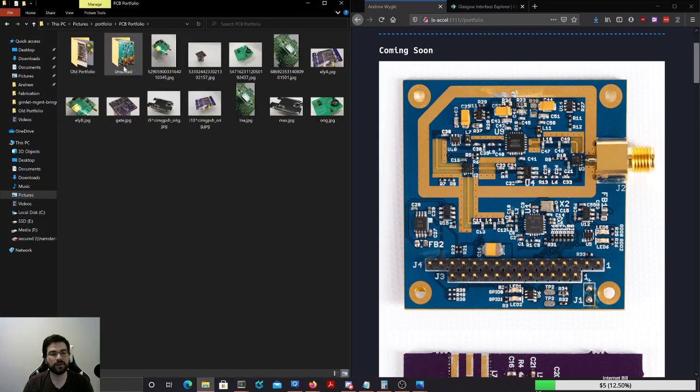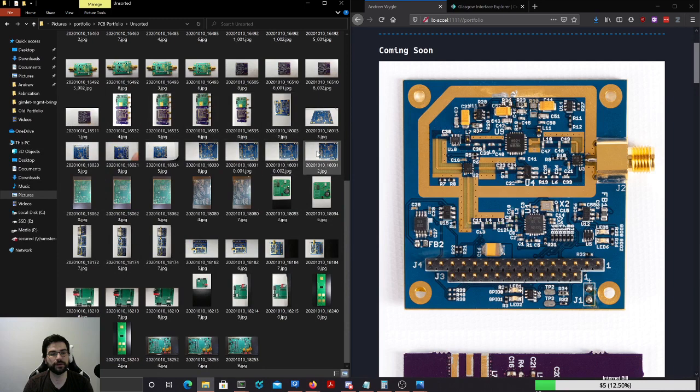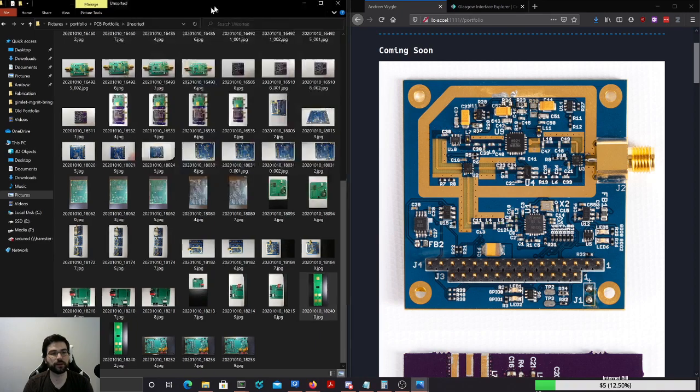Do I have anything else to show you? I don't really think so. I have a bunch of product shots of a couple of different boards and things that I played with, but I think they're all basically the same. Oh, okay, so here's one. This one's kind of cool.